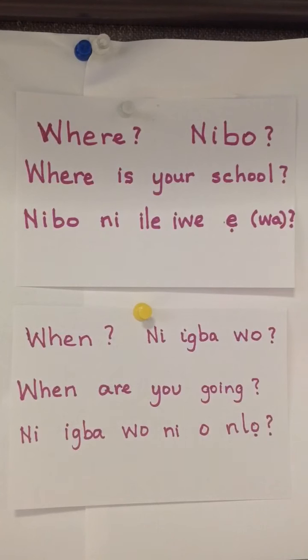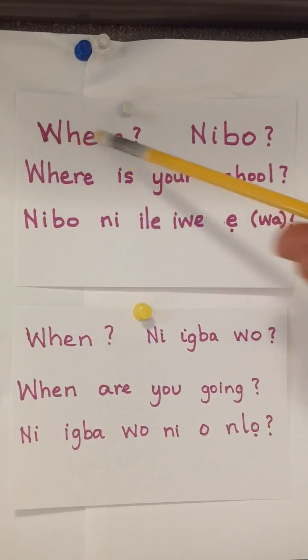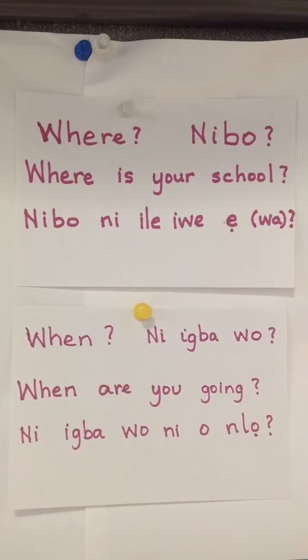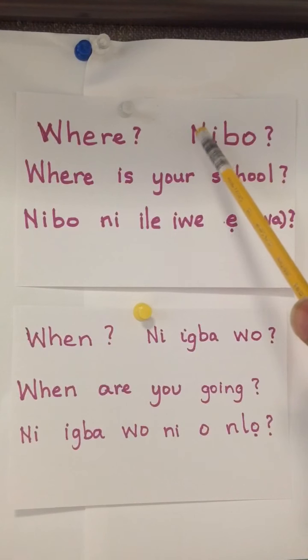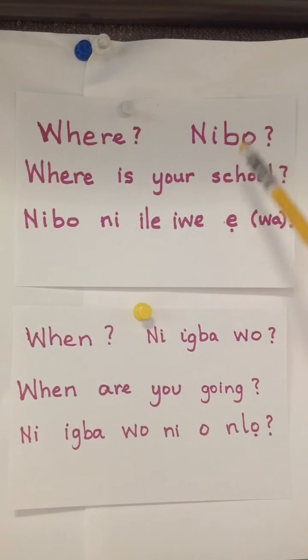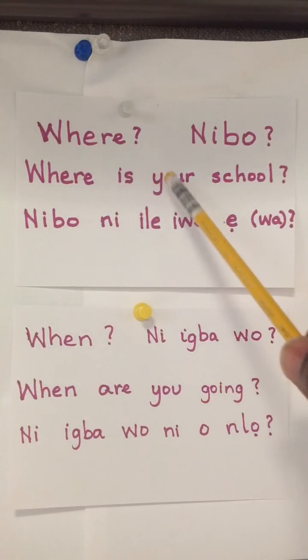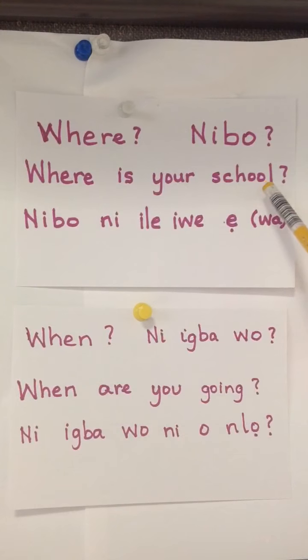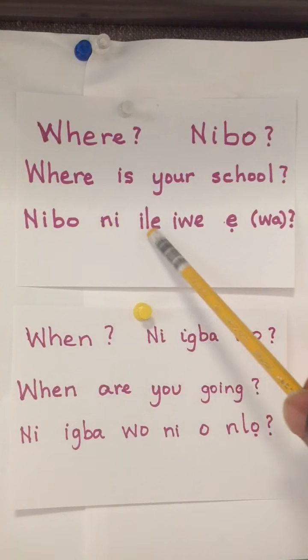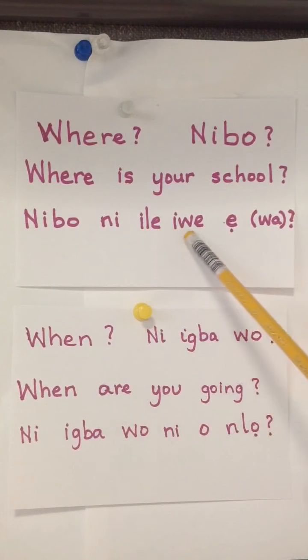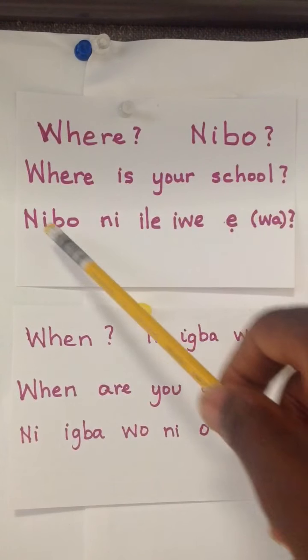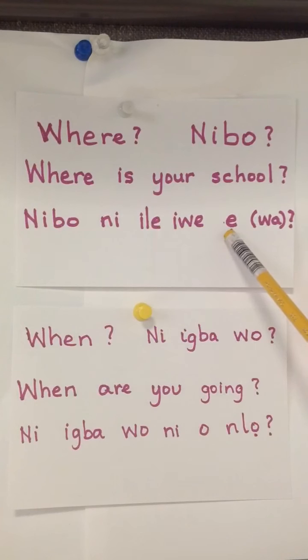Okay, we move on to the next one. Where is another word that we use in our questions a lot. Where? In Yoruba, where is nibo. Where is your school? Nibo ni ilé ìwé ẹ. You know ilé ìwé is school.